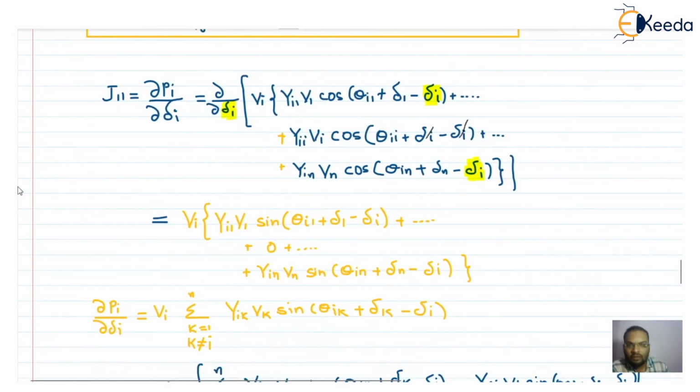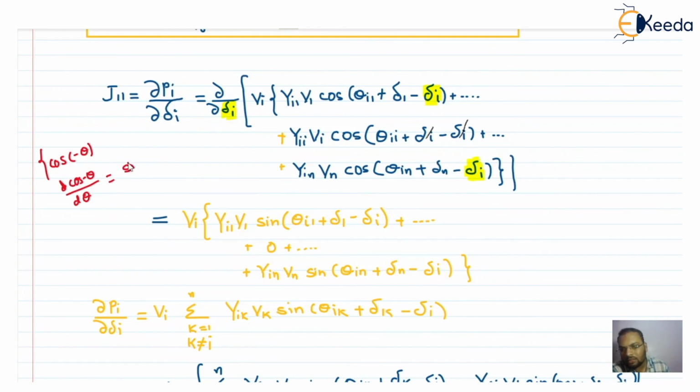Let me give you the idea first. Suppose cos of minus theta is given, and you have to take the differentiation of cos of minus theta with respect to theta. How do we write it? First we write the derivative of cos theta, which is minus sine theta; we write the angle as it is, minus theta.